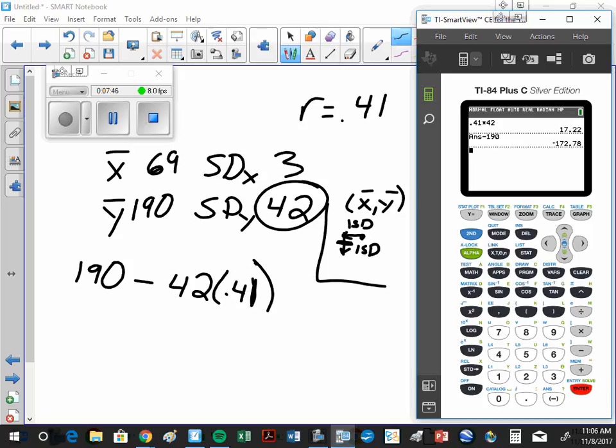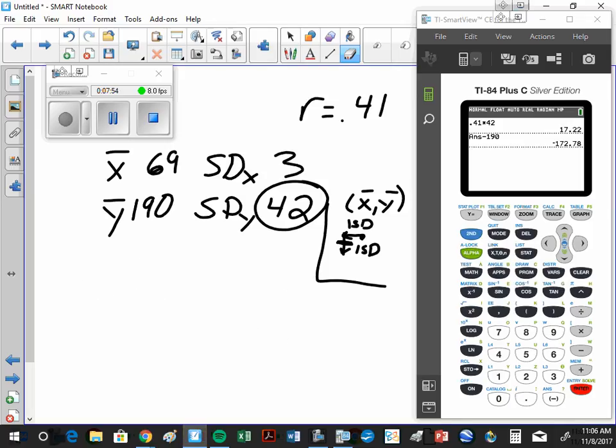Okay, that's B. Now I really like C. This is a great question. C says, what if a man is 24 inches tall? So what if a man is 2 feet tall? Well, how many SDs is that? 69 minus 24. That's 45 inches divided by 3. So we are 15 SDs to the left.